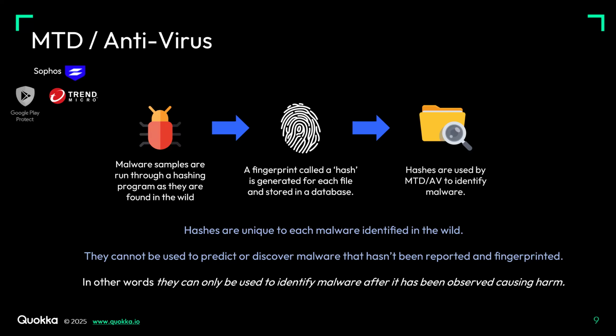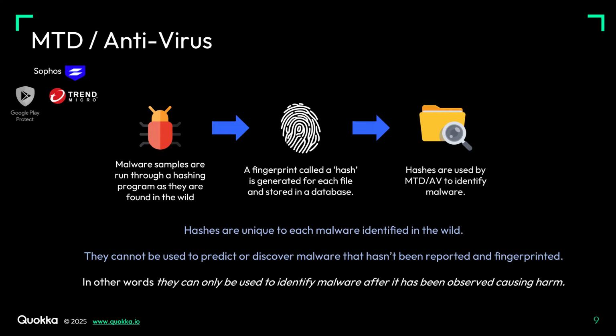And potentially you can hash things like libraries within the application, in case one of those libraries is malicious. But essentially, you're creating a static fingerprint of that particular app that was observed to be malicious. And so they're unique to that element of malware, which is identified in the wild. They can't really be used to predict or discover malware that hasn't yet been fingerprinted.